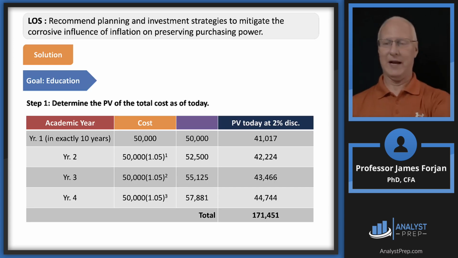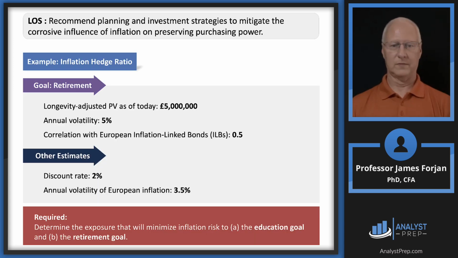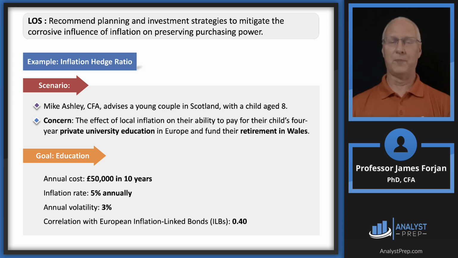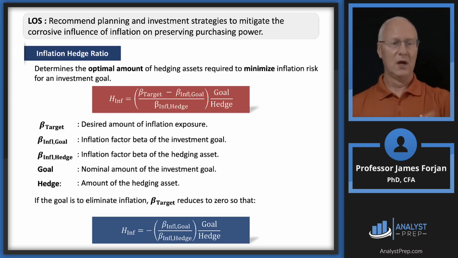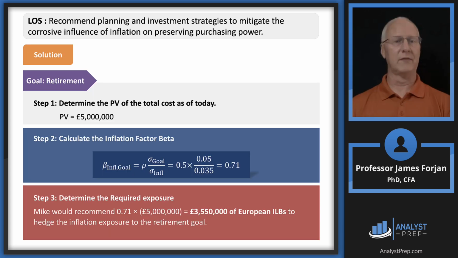Multiply that by, let me go back here, the 171,451, and what's our answer there? £58,808 of those European inflation-linked bonds. I'm just scrolling back so you can remind yourself of those numbers that are given. How about the second part? Let's figure out this retirement goal. The present value, we're already given that as the 5 million, right?